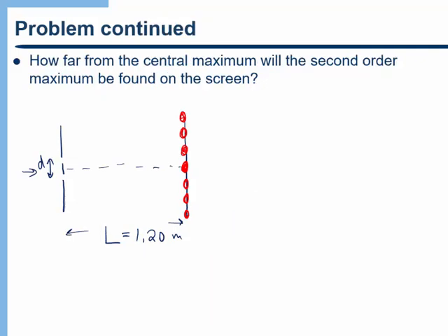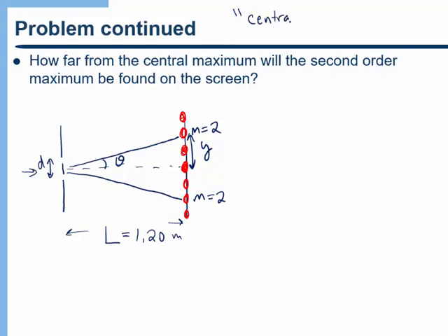Let's continue with the problem and answer this. How far from the central maximum will the second order maximum be found on the screen? So we just found the angle to that second bright spot. We just found theta. And by the way, obviously it's symmetrical, so we could be talking about this bright spot where m equals 2 or this bright spot where m equals 2. And what we're being asked to find is the distance y from that central bright spot. By the way, that central bright spot is often referred to as the central maximum. It's also sometimes referred to as the 0th order, because that's where m is equal to 0.